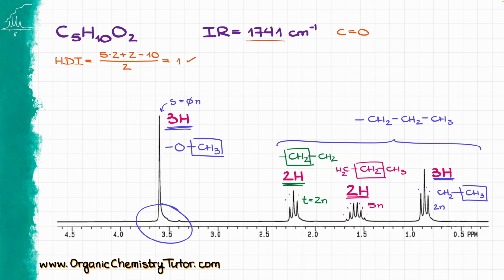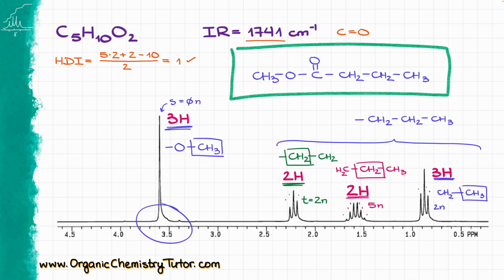So if I were to put that together, I would have CH3 connected to oxygen, which would have to be connected to a carbonyl, which in turn is connected to our CH2, CH2, CH3. So that is our propyl group, and there we have it, methyl butanoate, which is going to be our structure for this question. So I am now going to put that into a box. So far so good? Awesome.